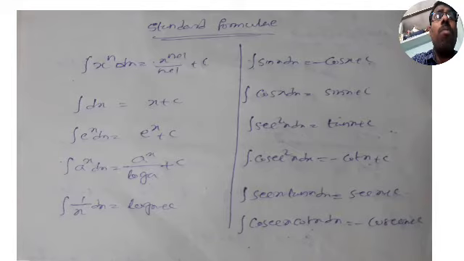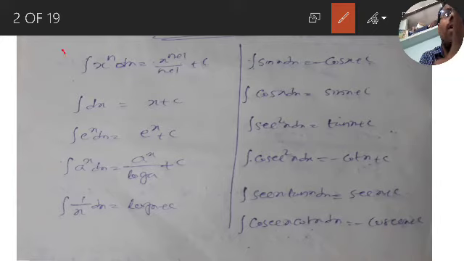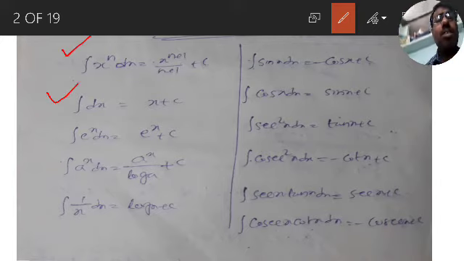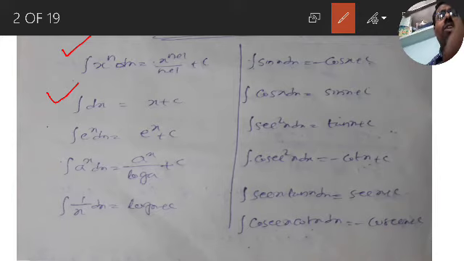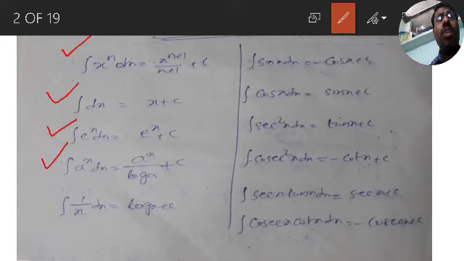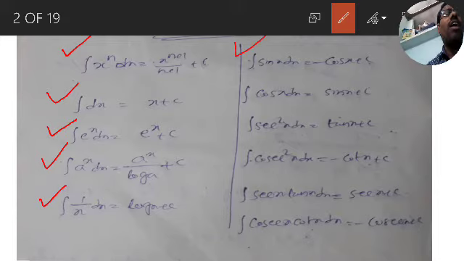Integration of x to the power of n dx is x to the power of n plus 1 by n plus 1 plus c. Integration of dx is x plus c. Integration of e power x dx is e power x plus c. Integration of a power x dx is a power x by log a plus c. Integration of 1 by x is log x plus c. Integration of sin x is minus cos x plus c. Integration of cos x is sin x plus c.